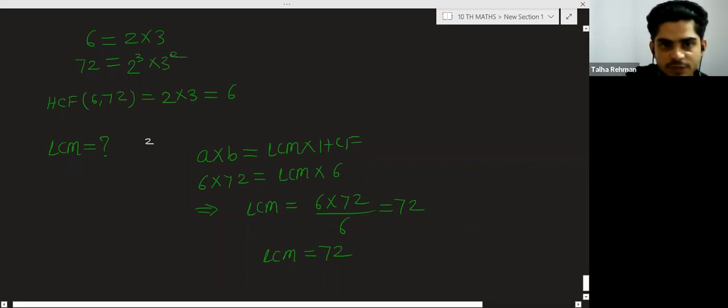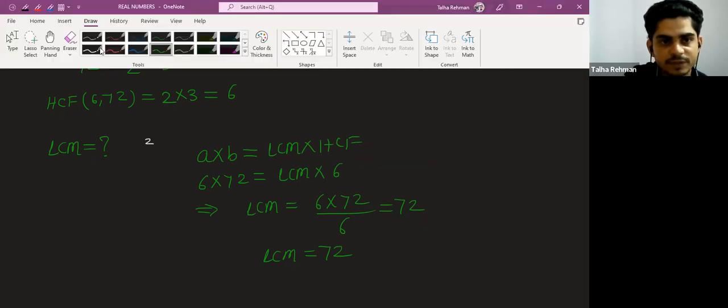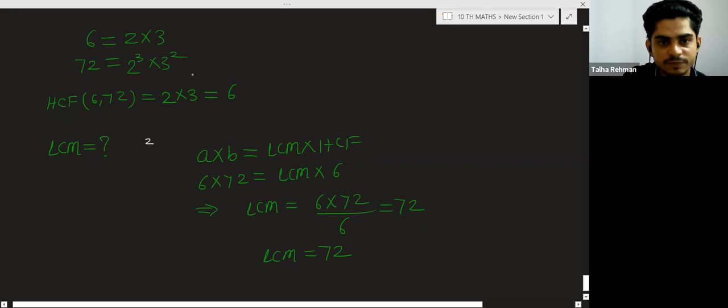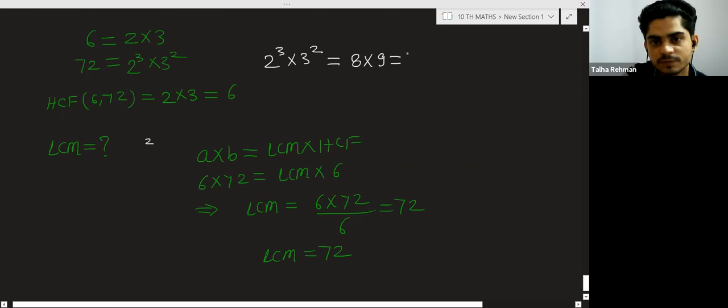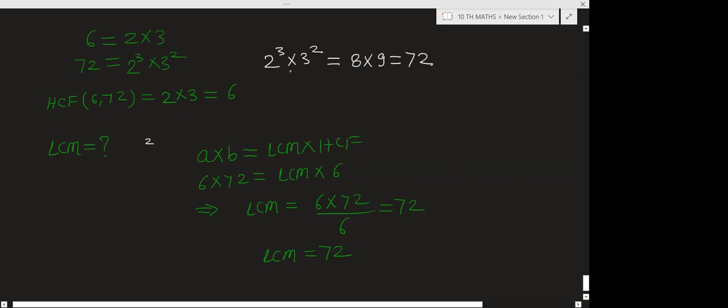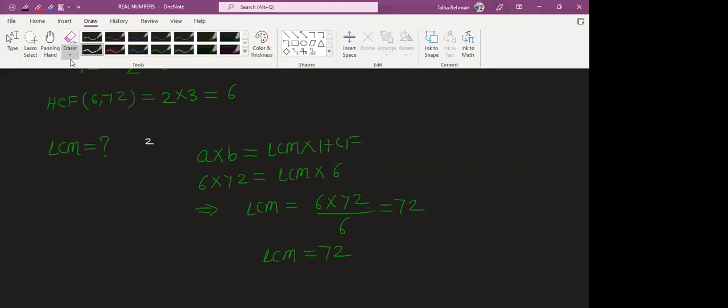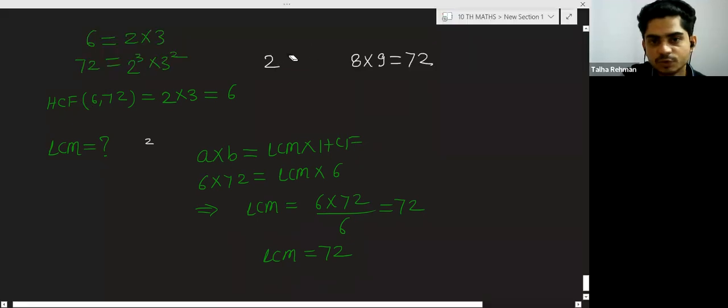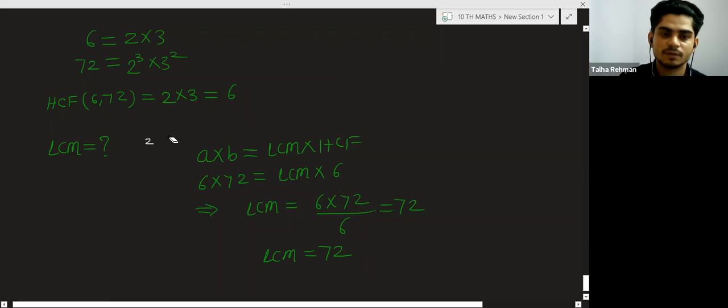Or from here you can see, if I want to find the LCM with that method, the answer will be the same. Like here, the highest powers are 2 to the power 3 and 3 to the power 2, which becomes 72. So the answer will be the same, but I recommend you to use this formula.